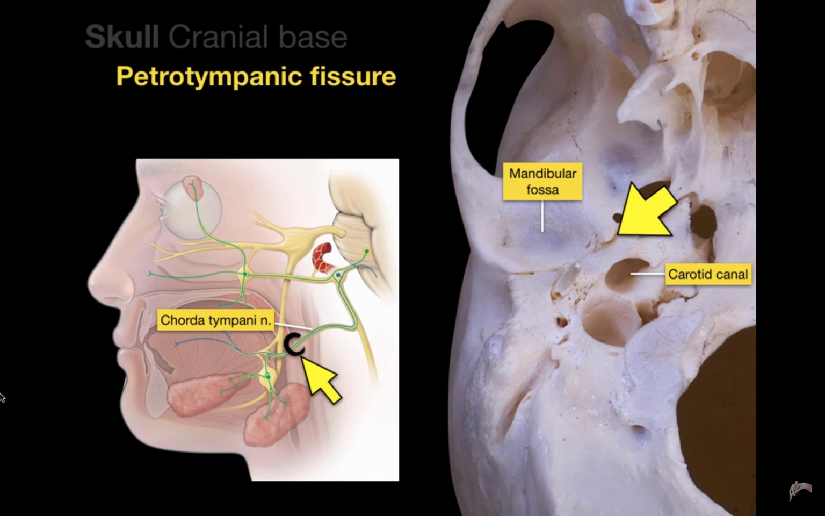It gets its name because the chorda tympani nerve courses through the petrous part of the temporal bone, rock, and across the eardrum, the tympanic membrane. Hence the name petrotympanic fissure for the course of the chorda tympani nerve that exits this opening.